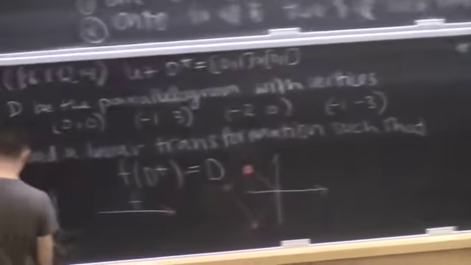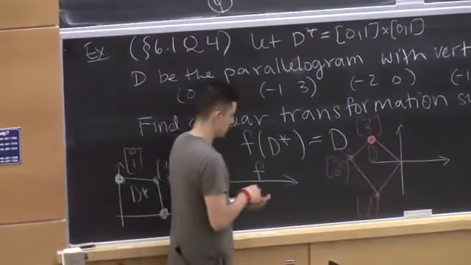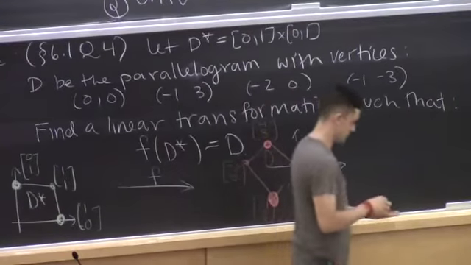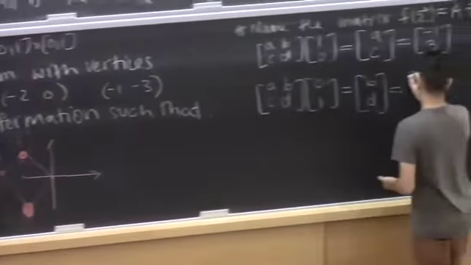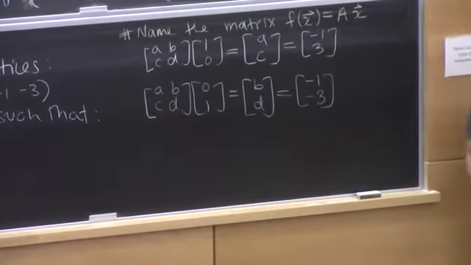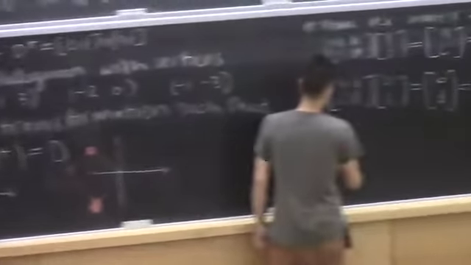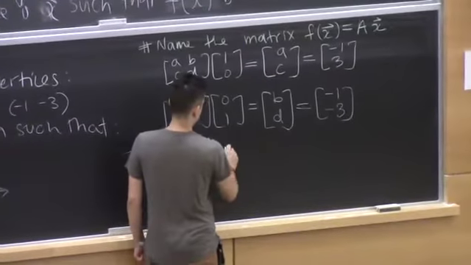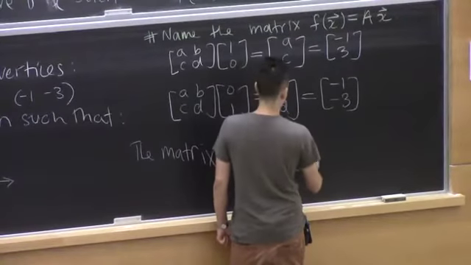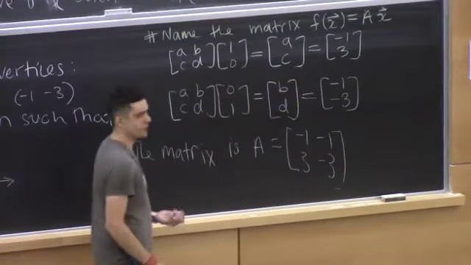And if 0, 1 is going to this guy, then we'll have the following thing. So our matrix is the following matrix.